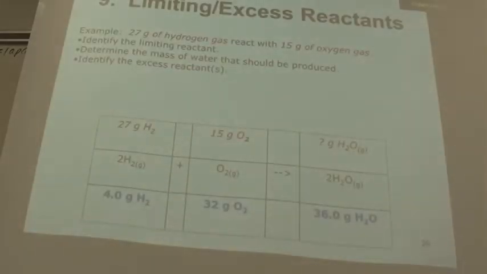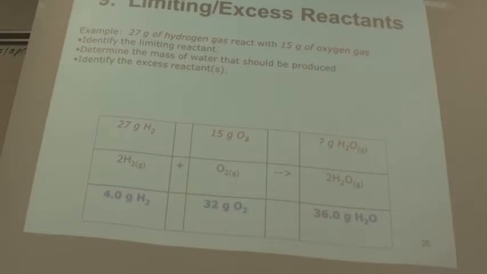Okay, now back here. So, here we go. We have been told that we have 27 grams of hydrogen gas and 15 grams of oxygen gas. The question is, what is the limiting reactant? How much water is produced? And what is the excess reactant?